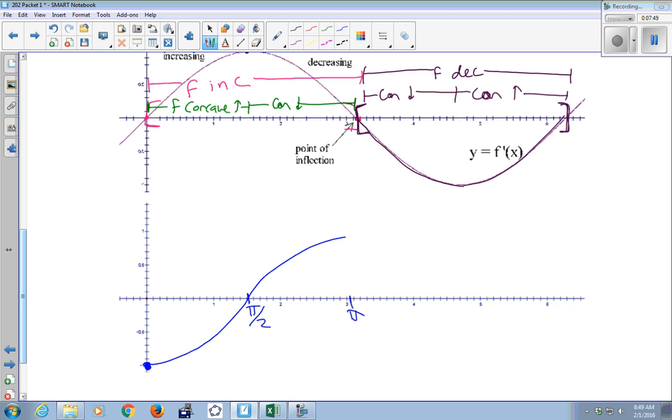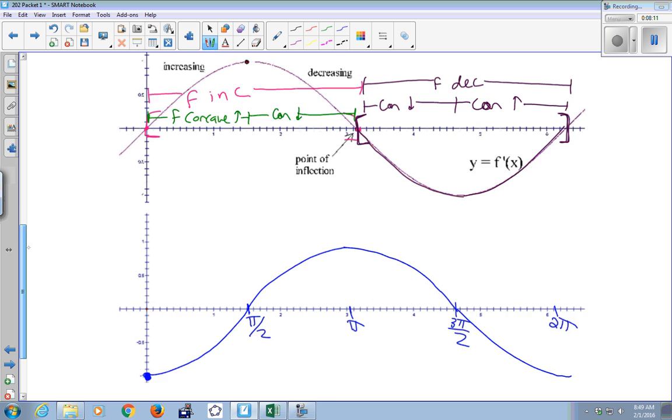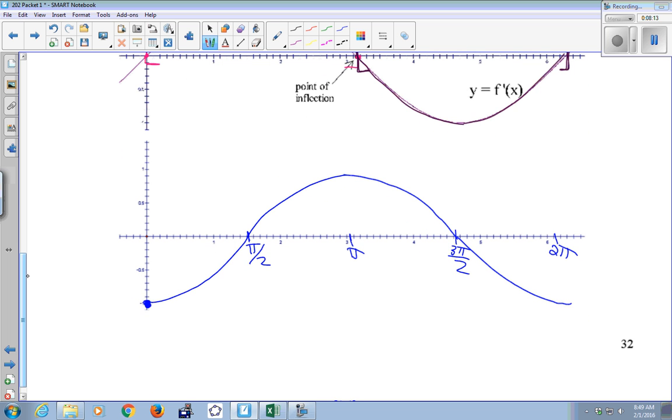So let's mark, here's 2 pi, halfway between these two, 3 pi over 2. Okay, so I've got concave down, decreasing, still decreasing, but switches to concave up. All right, so this is a graph of f of x.